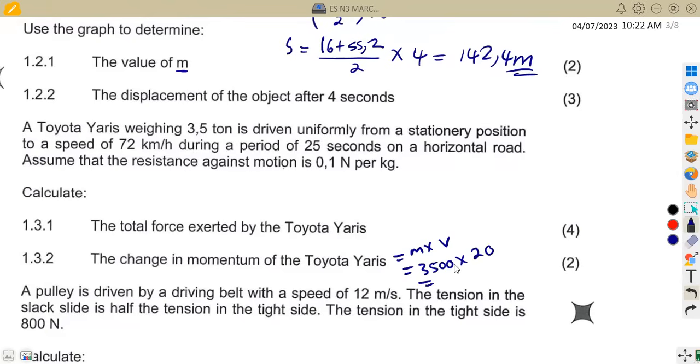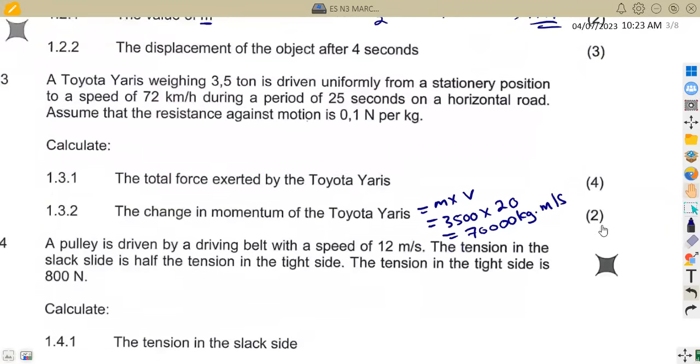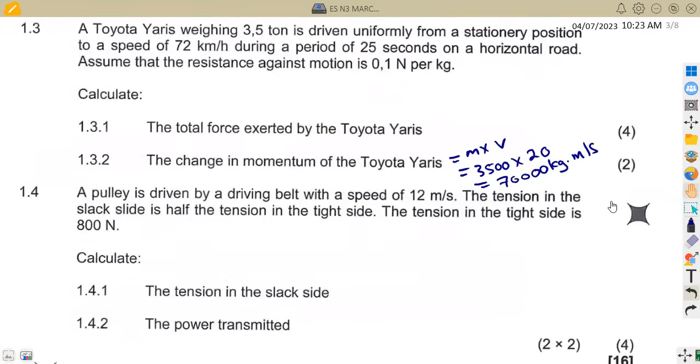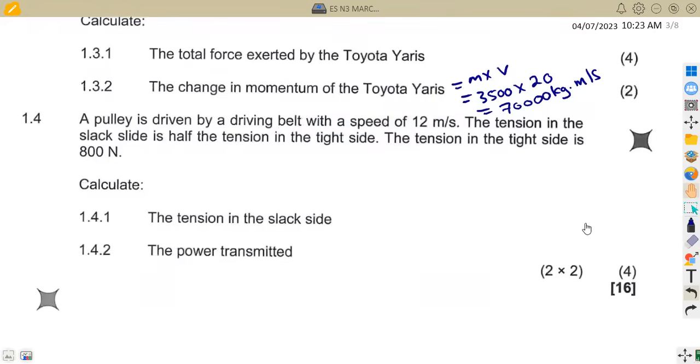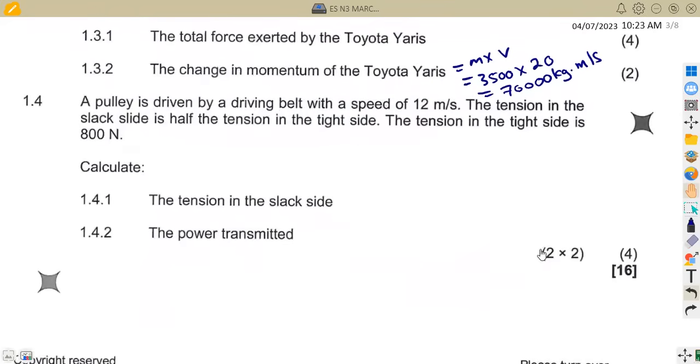So if you multiply, this is going to give us 70,000. So that's 70,000 kg meter per second per second. So it's kg meter per second. All right, so that is it, guys. 2 marks for that.